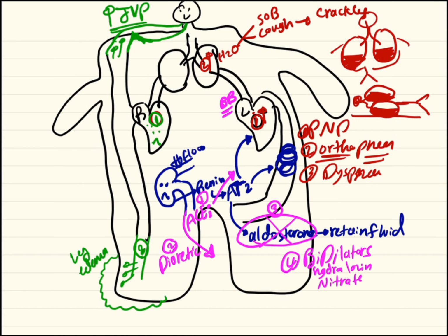So these are to dilate arterioles and venules. This way you release the pressure on the heart. And if that didn't work, last resort is going to be either dopamine or dobutamine, which basically stimulate the heart contractility.